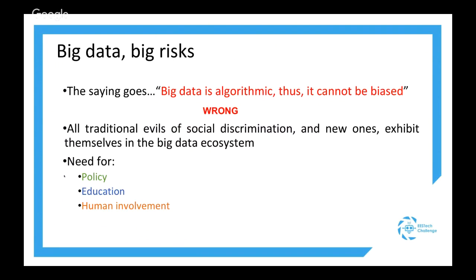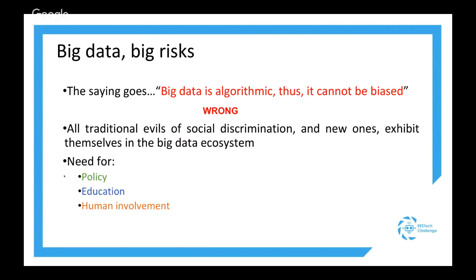Now, the biggest concern of all has to do with biases. So algorithms don't necessarily lead us to truth. And in fact, they're quite subjective, and they have to do essentially with what data are being used. So the saying goes that big data is algorithmic, so it must be objective and not biased, which is wrong, actually.